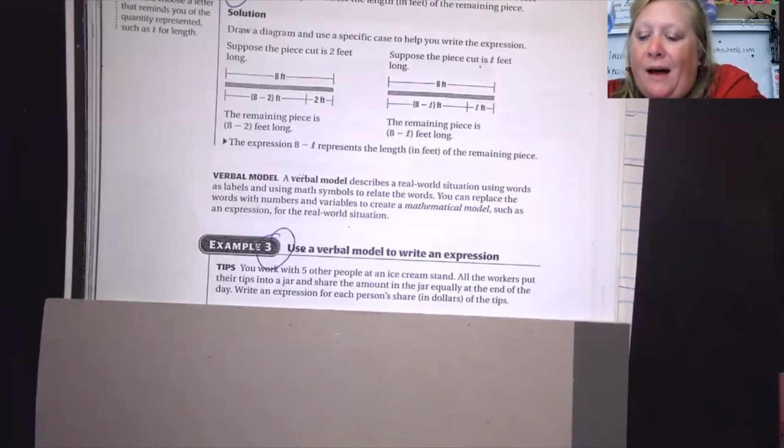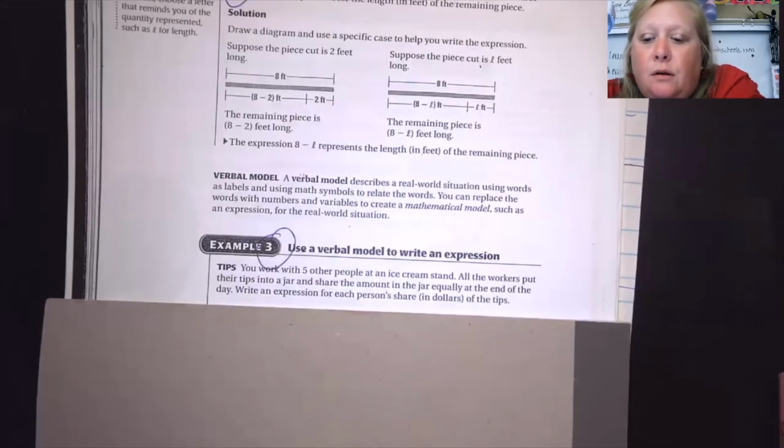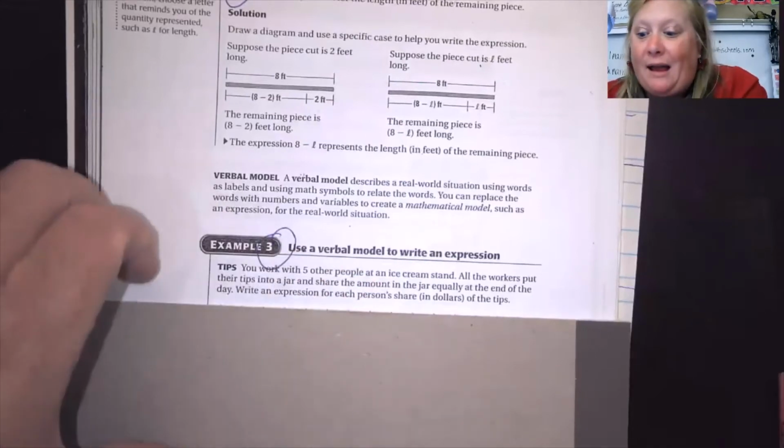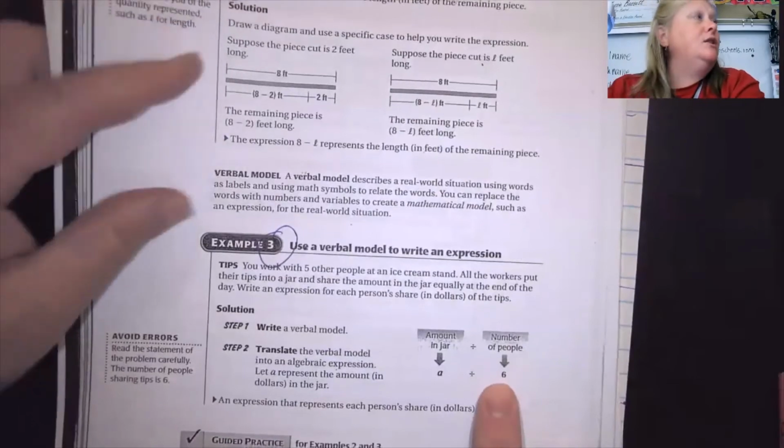So you work with 5 other people at an ice cream stand. All the workers put their tips into a jar and share the amount in the jar equally at the end of the day. Okay, so if you stop and think, and you take, I don't know, you got $100. How would you divvy it up equally? I almost said the word. Well, what would you do? That's right, you would divide. So in this case, notice you're dividing by 6.